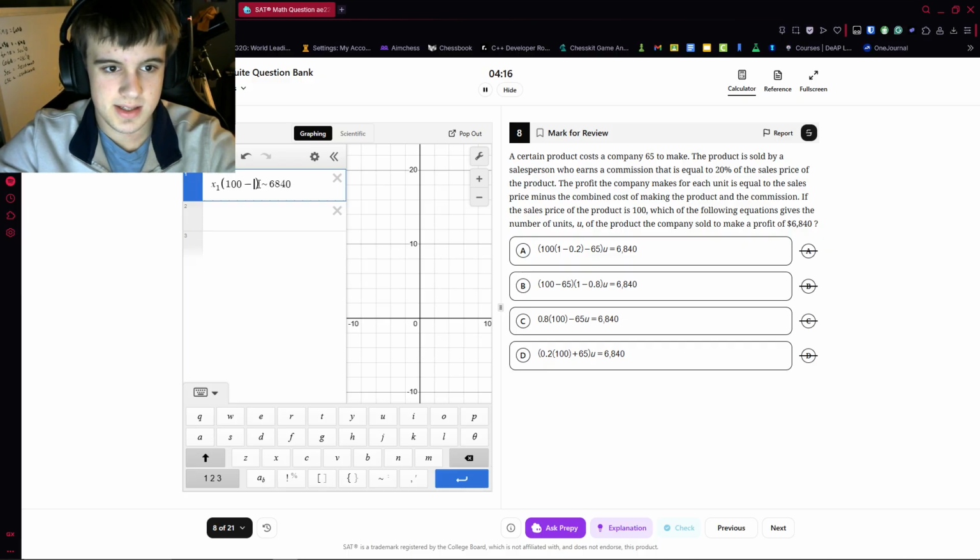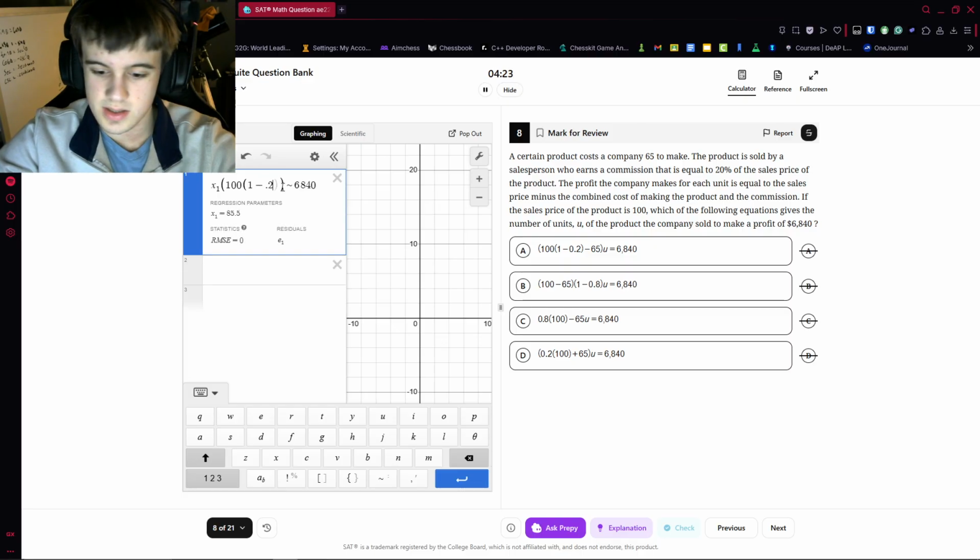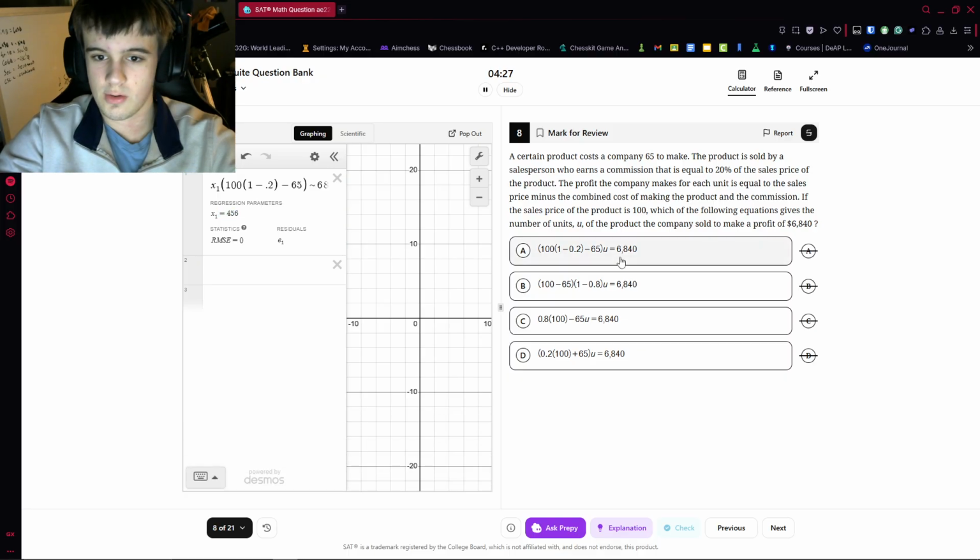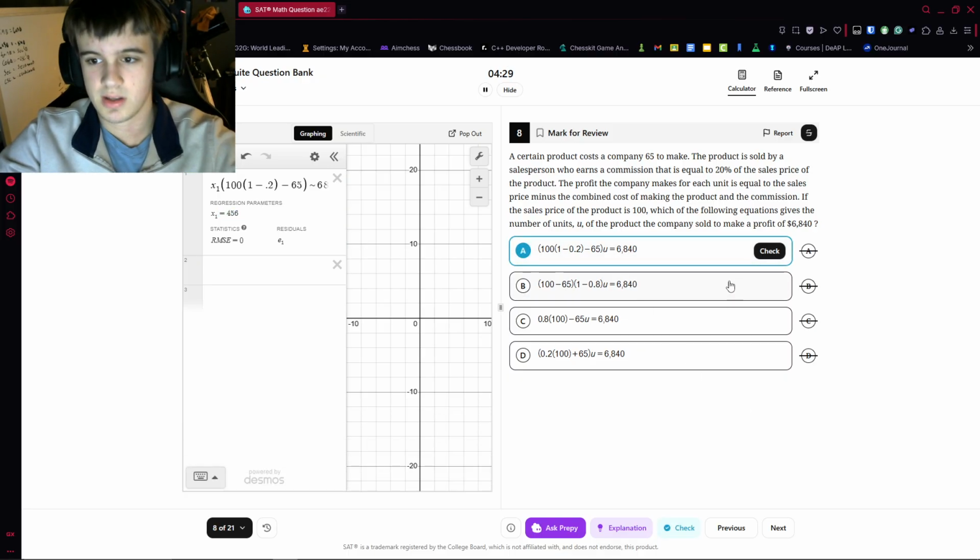We would have this, we'd have 100 times 1 minus 0.2, minus 65. And we'd have the same number. So equation A matches up with the scenario given.